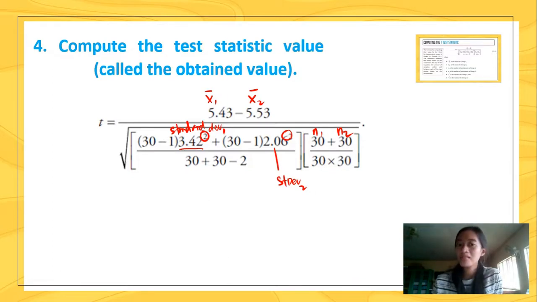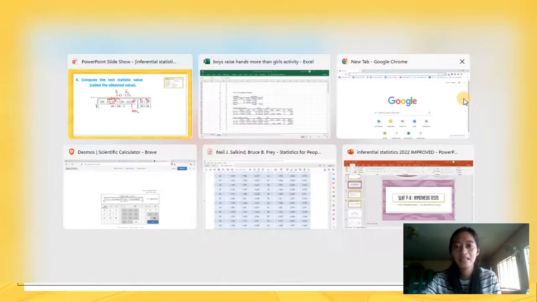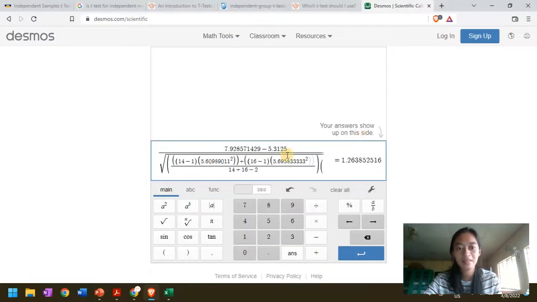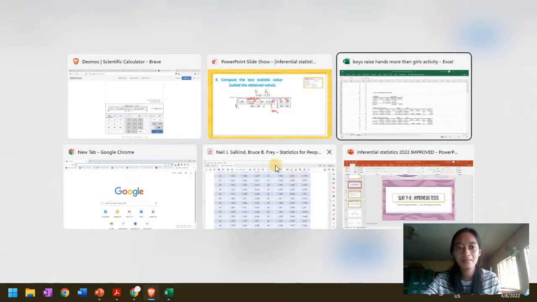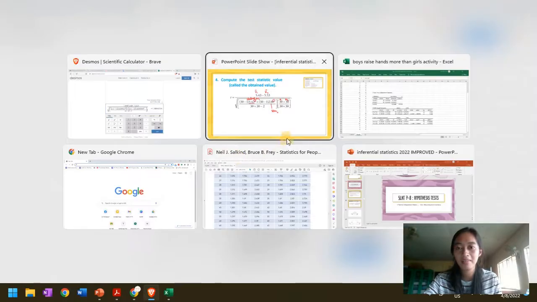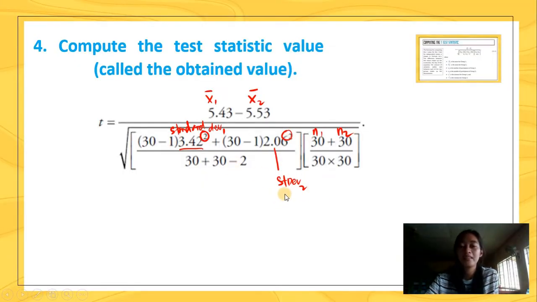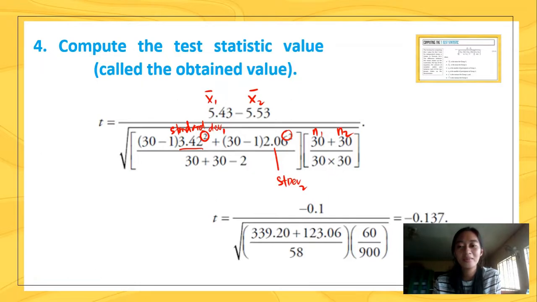Okay, so ibutang na nimo sa calculator, i-type nimo, or you can have programs like this website, like this one, Desmos calculator. You can use it, but that's not the one na akong gi-type diha. So you can go type that. Everything is placed in the right place. So mauna nga human imong solve, makakuha kag t value of negative 0.137.